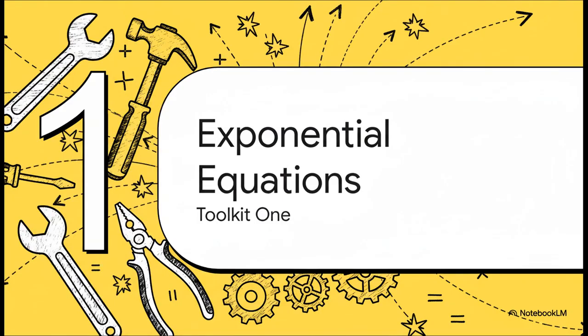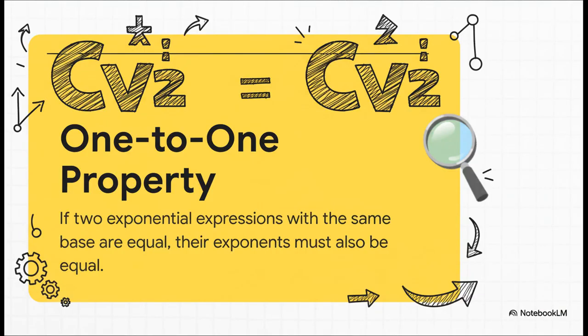This one is all about taming those exponential equations, and we've got a couple of really cool tools we can use. Our first tool is the common base method, and it's actually pretty elegant. It all comes down to a really simple but super powerful idea called the one-to-one property. It just says that if you have two expressions with the exact same base that are equal to each other, well then their exponents have to be equal too. It's like getting both sides of the equation to speak the same language.